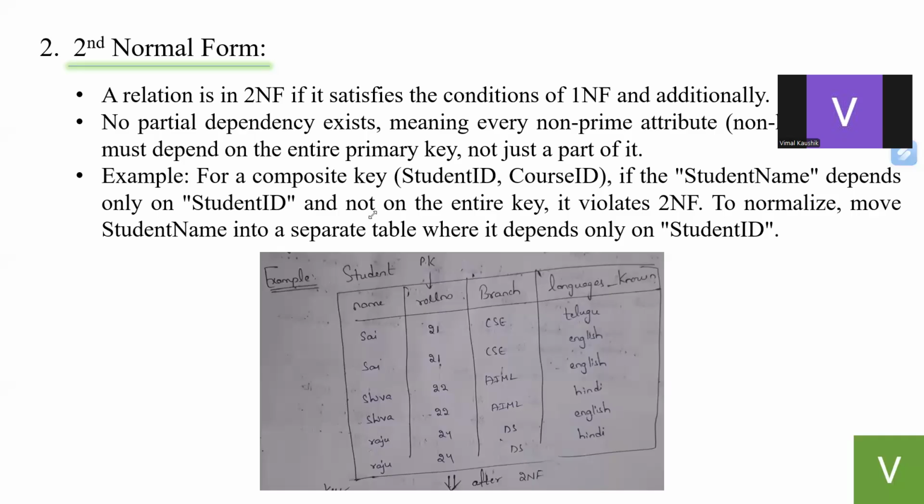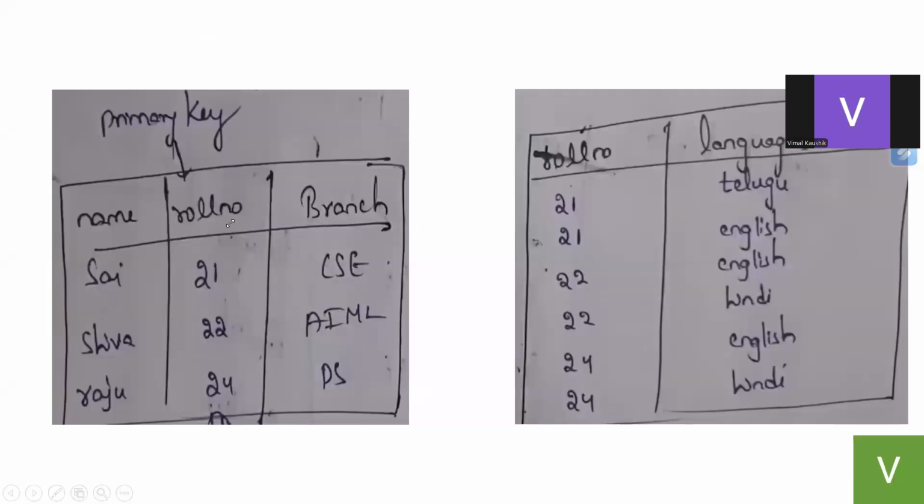So in 2NF, every non-primary key attribute like name, branch and languages known should be dependent on the primary key attribute, which is roll number. So here name depends on roll number, whereas branch and languages known do not depend on roll number. After this image is converted into 2NF, it looks like this. See, here roll number is the primary key where name and branch are dependent on the primary key. The primary key should contain unique values and it should not be null.